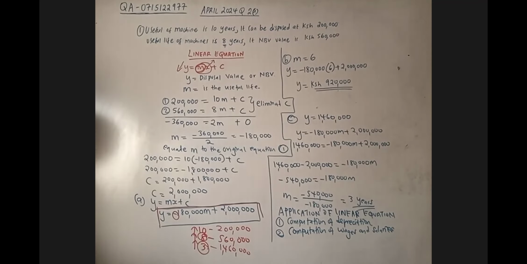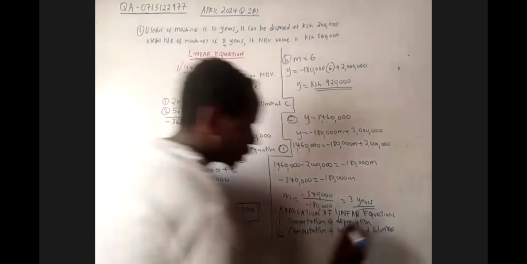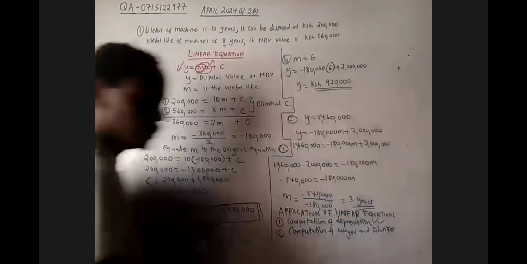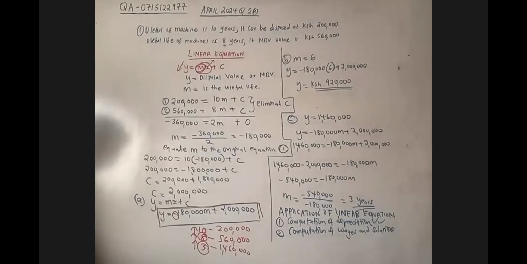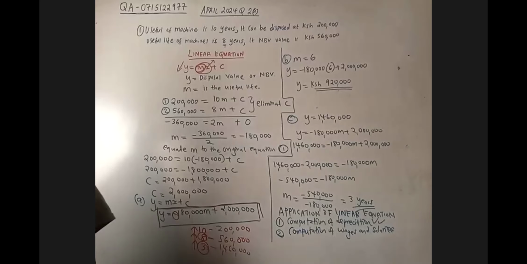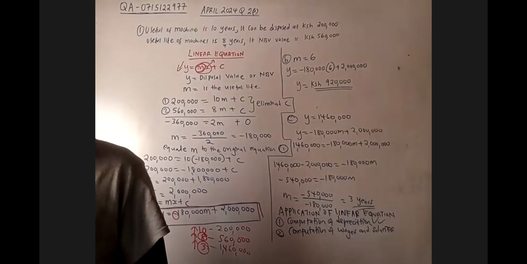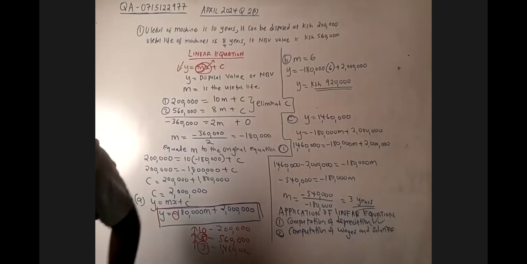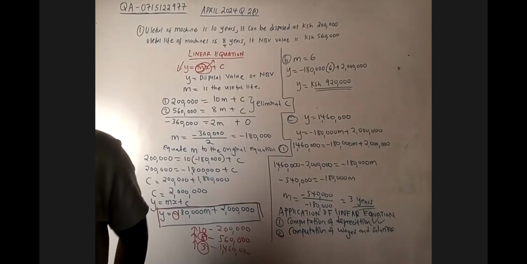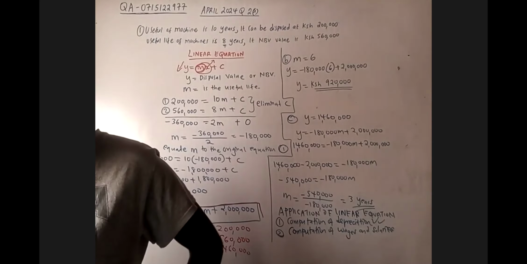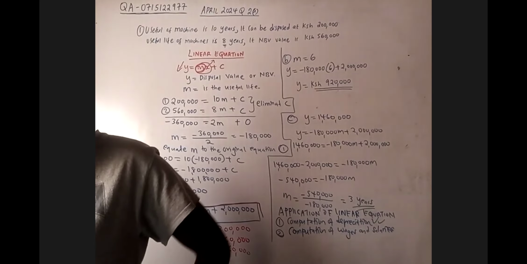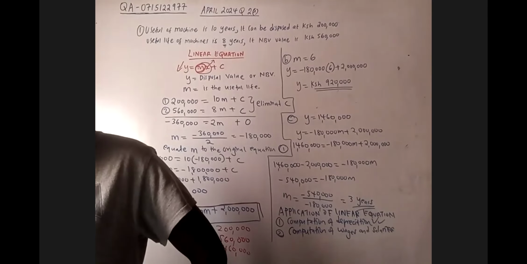Number one is used in computation of depreciation. Number two, this one we have done, you can tick it. Number two, computation of wages and salary. Let me give you a question. We shall start from that question in our next class. So let me give you an assignment. Make sure you do the assignment so that we can do it together in the next class.